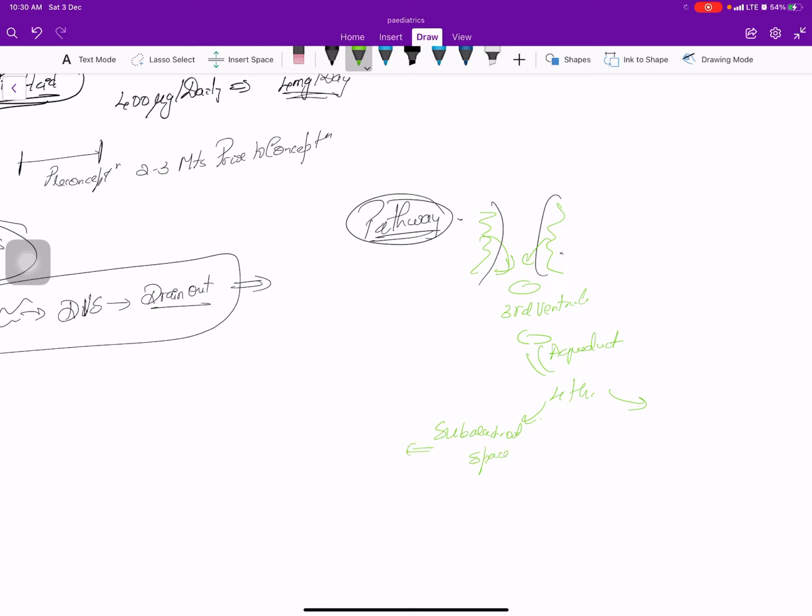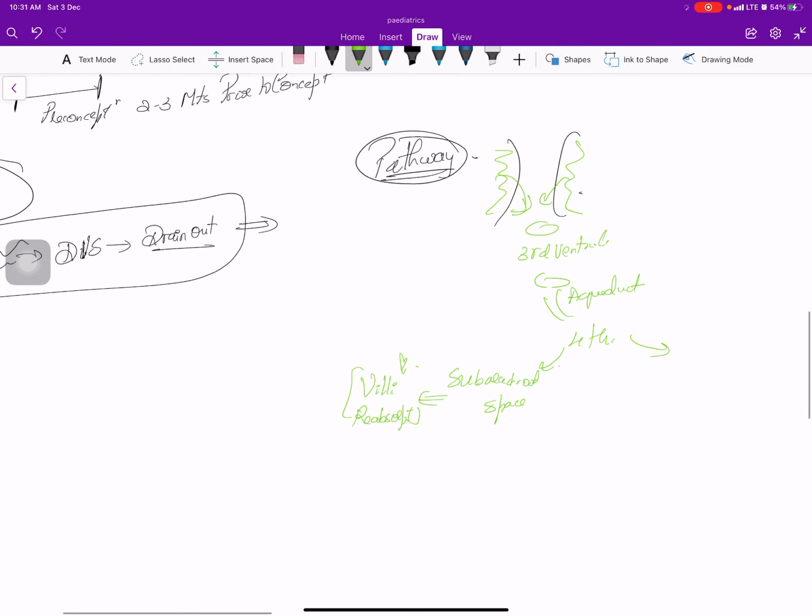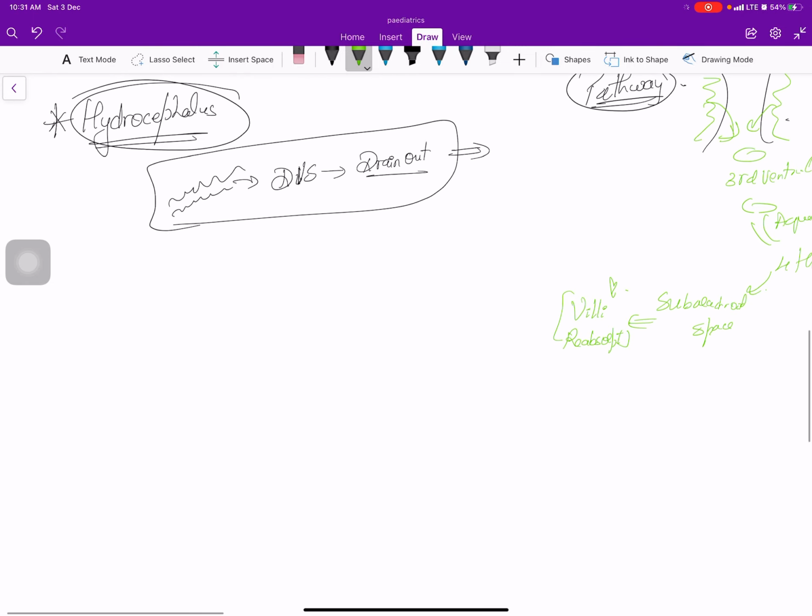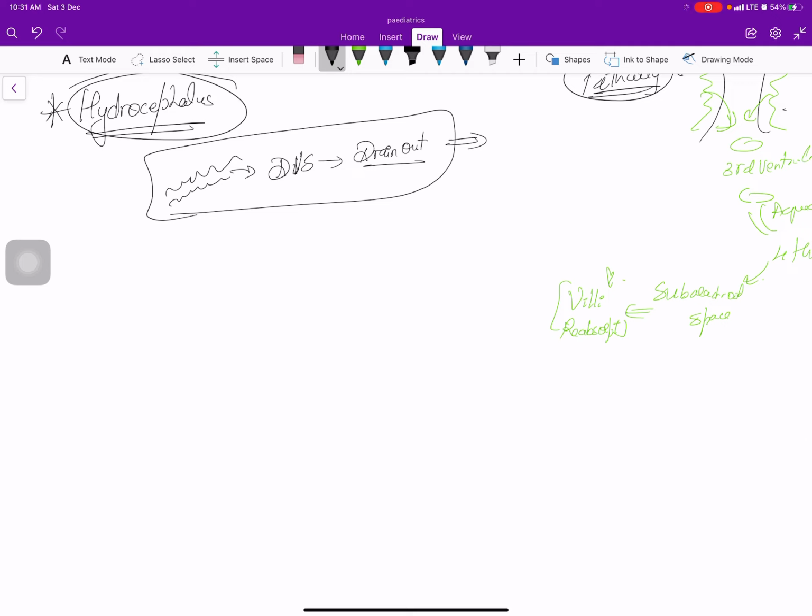It is drained through the villi. Villi reabsorb it. Okay. So this is the flow of CSF. Now, when do we say it's hydrocephalus?